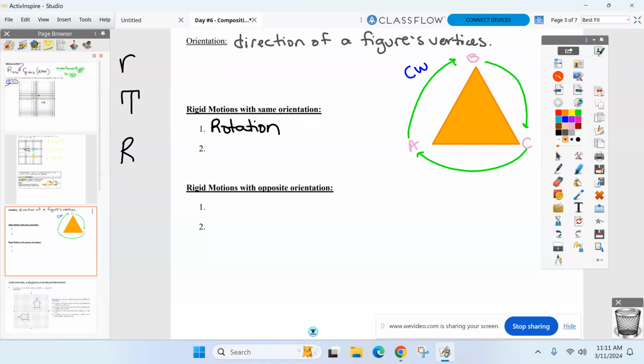Steve? Oh, I was just going to vote. Hey, I got a spot for another one. Josh got rid of rotation. Zeev says translation. Yeah. If you slide a figure, it's not going to change the orientation. Yep, translation.